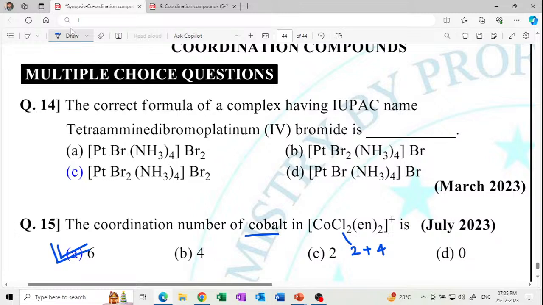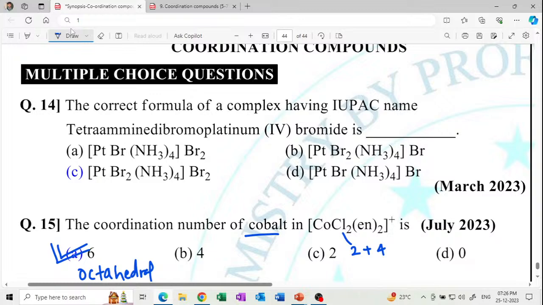So it is an octahedral complex. This complex is octahedral. Get it? Ethylene diamine is a bidentate ligand, so it donates 2 electron pairs each, so there is a total of 4 electron pairs, and Cl2 donated 2. That's why we write 2 plus 4 as 6. So this is the coordination number 6.